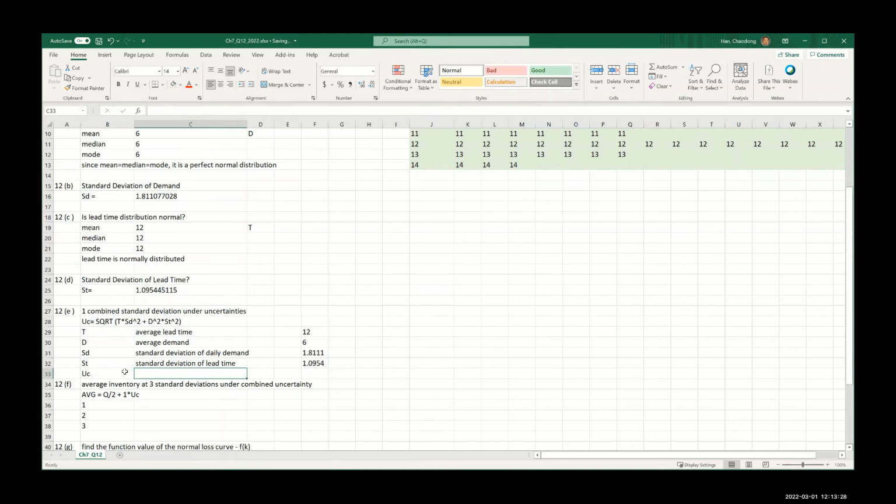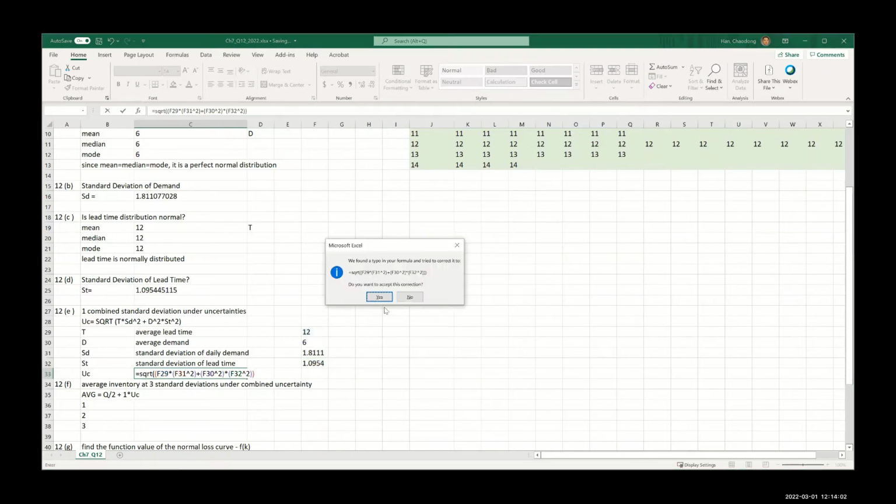UC equals square root. All right, let's get more parentheses here. T, which is 12, times standard deviation of demand squared, plus average demand squared times standard deviation of lead time squared. Okay, root.